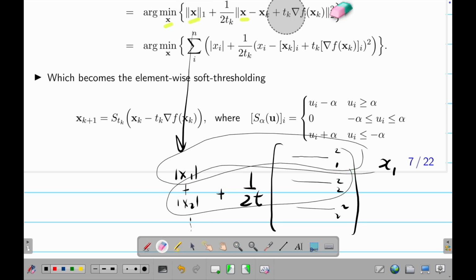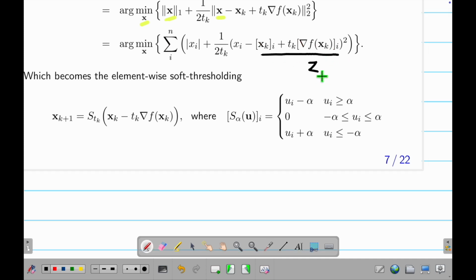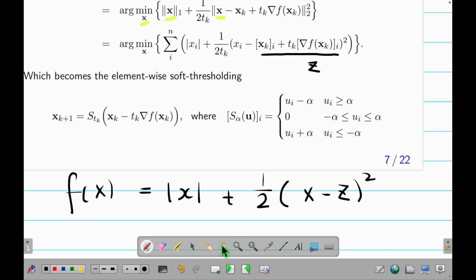So, in other words, this thing is minimized if each of them is minimized. This expression is everything only on one component. And I have n of them. So now, don't forget this is a constant. I called it z yesterday. Okay? So this part is absolute value of x plus, let's say t is 1, and then x minus z squared. This is given. And then your function is this, and you want to minimize this.